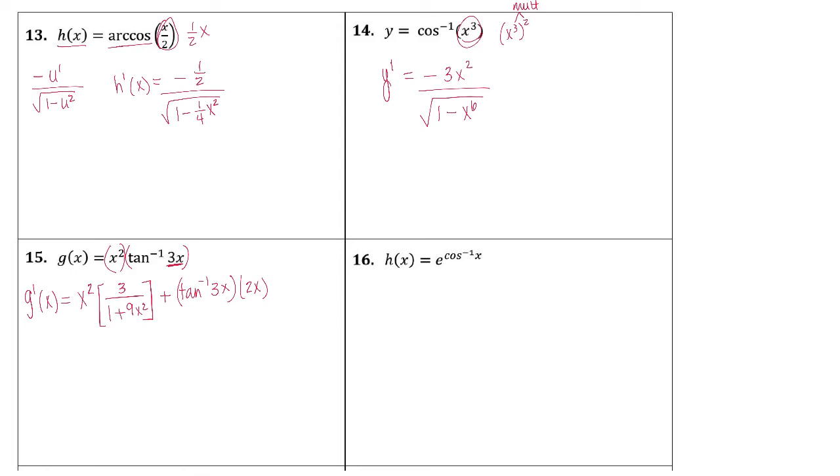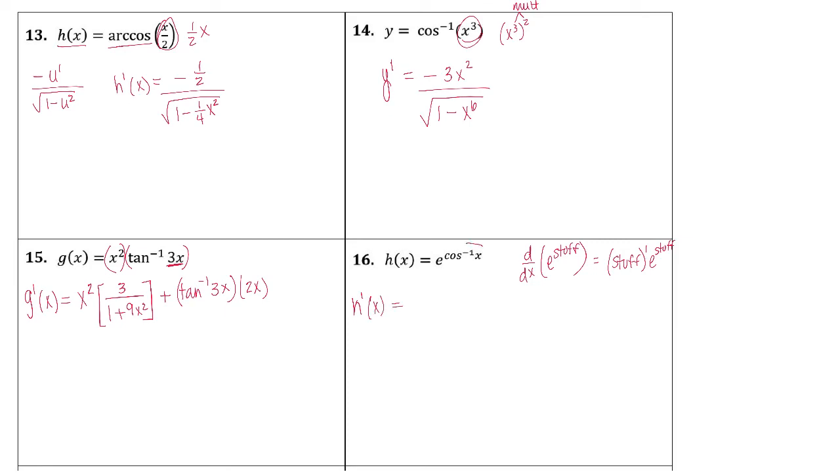And number 16, oh wow. Now this one is going to be interesting, but it's a great problem. We do need to remember that the derivative of e to the stuff is going to be our stuff prime. So we have stuff prime times e to the stuff. So let's keep that in mind as we're finding h prime at x.